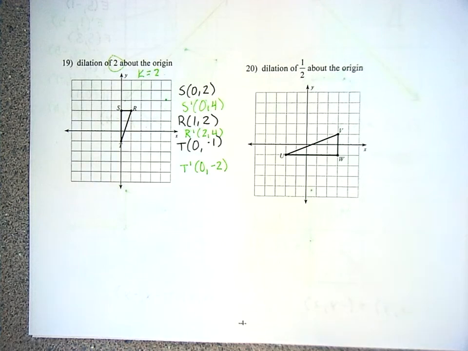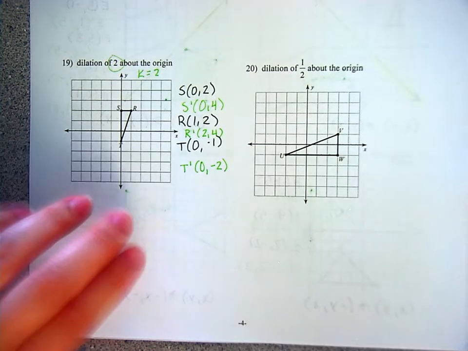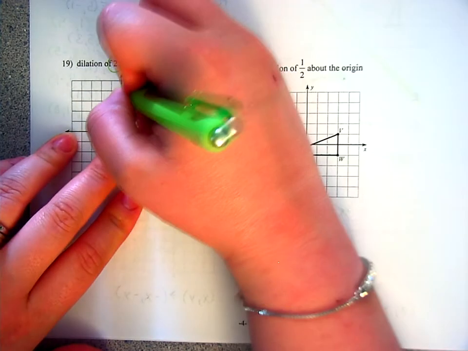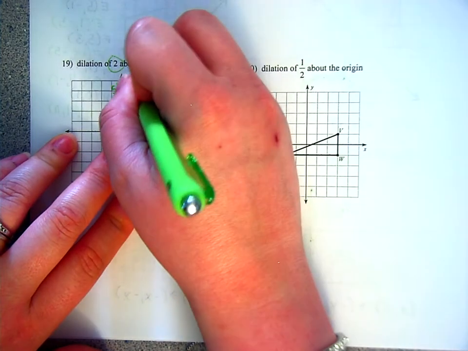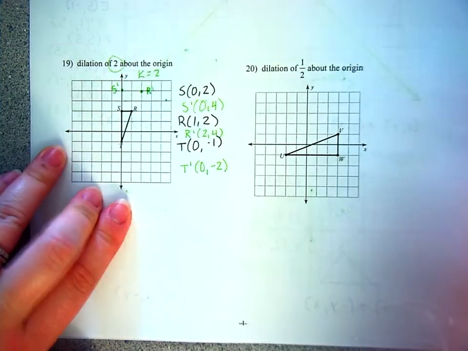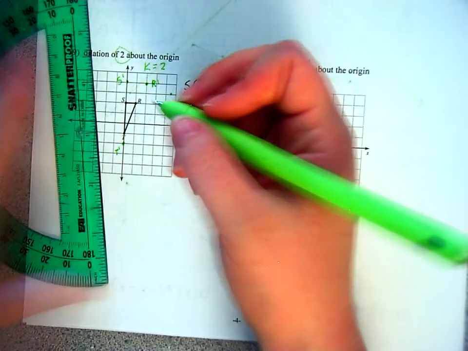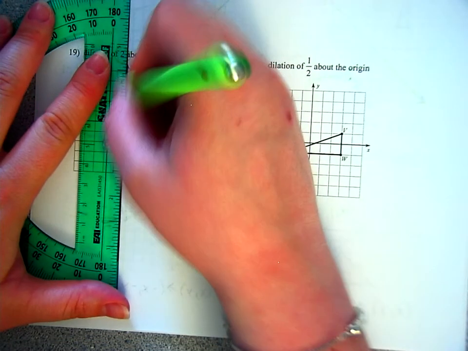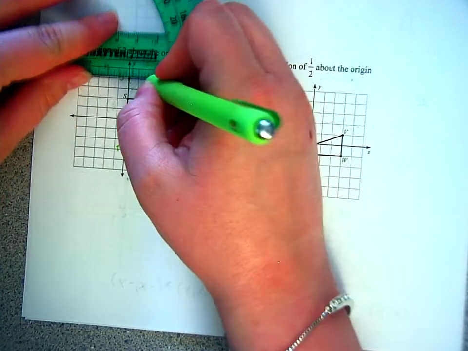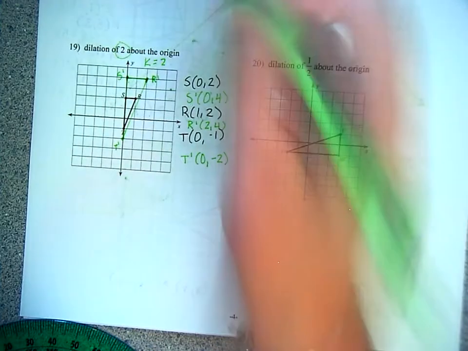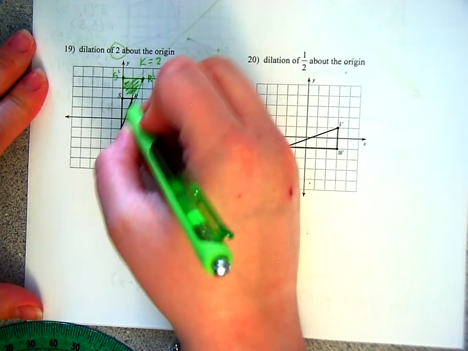We're going to plot our image points, which are the ones in green, our prime points. So we're at 0, 4, so we got S prime. We're at 2, 4, so we got R prime. And then lastly, we're at 0, negative 2, which is T prime. So this was an enlargement because our scale factor was more than 1. It was greater than 1. So our figure got larger, and we're just going to shade in that extra part here.